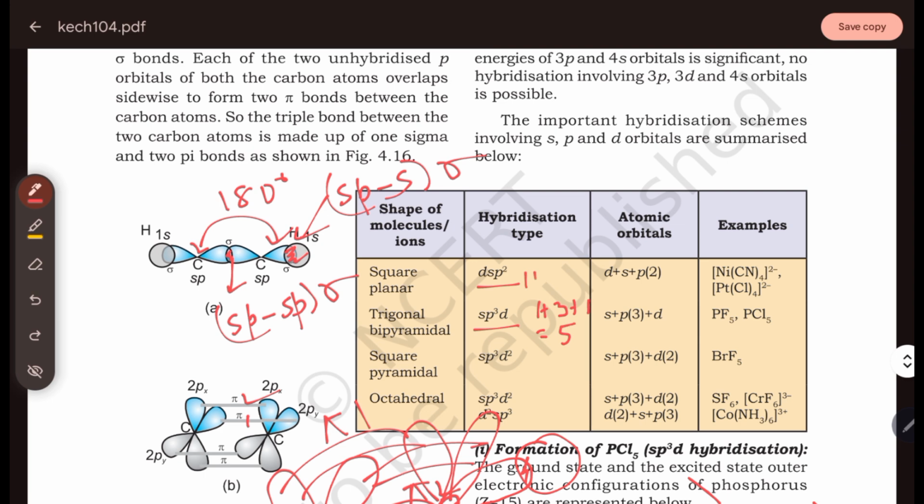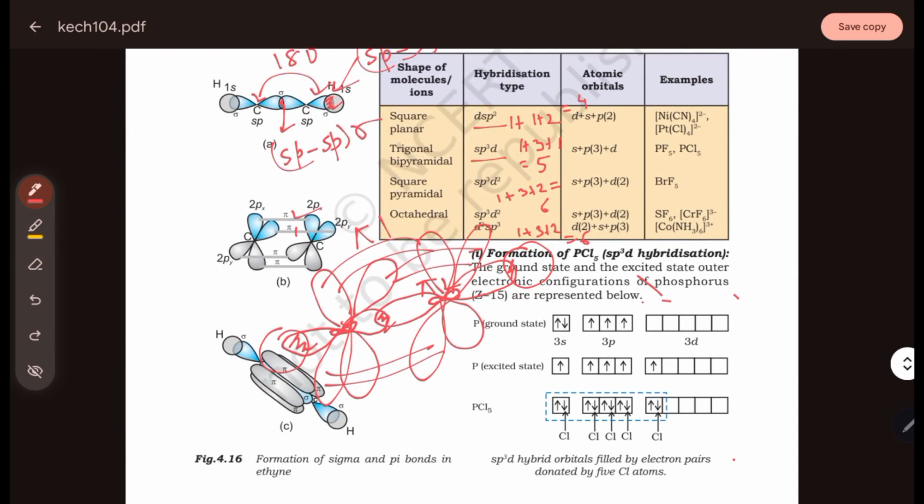Here again 1d, 1s and 2p. Combining atomic orbitals are 4. Square pyramidal, 1s, 3p and 2d. Combining atomic orbitals are 6. And octahedral, 1s, 3p and 2d. Combining atomic orbitals are 6.